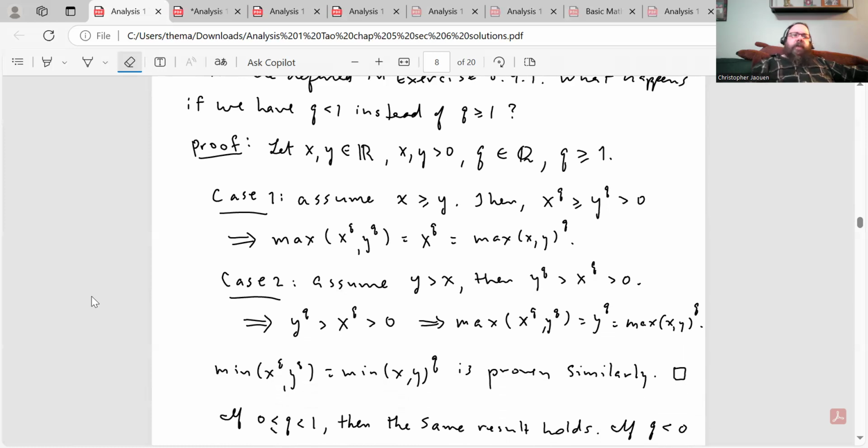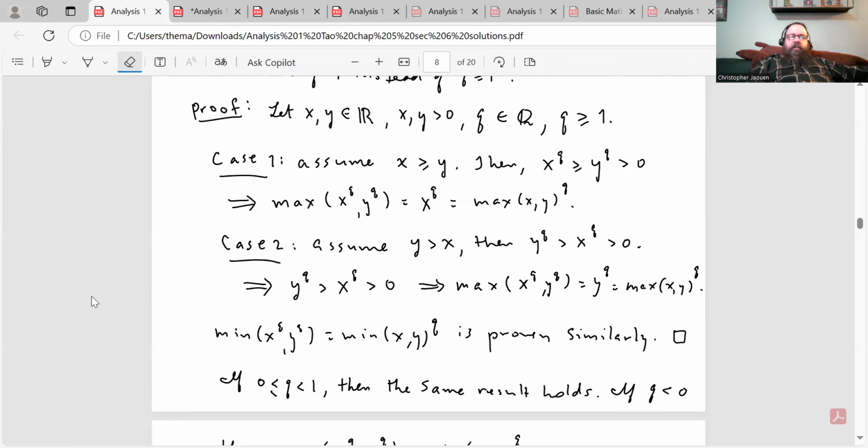Here's the proof. Let x, y be positive real numbers, and let q be a rational number that's greater than or equal to 1. Then I have two cases here. Assume x is greater than or equal to y. Then by proposition 5.6.3, x^q is greater than or equal to y^q, which is greater than 0. That implies that max(x^q, y^q) is x^q, but that's the same thing as (max(x, y))^q. Right? And case two is very similar.